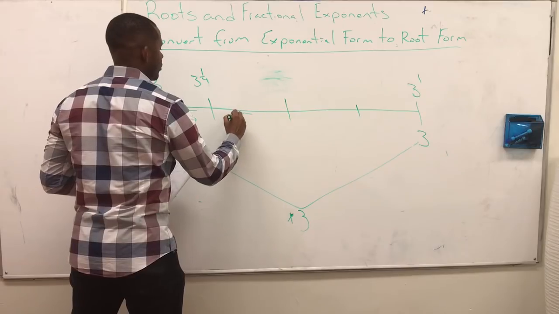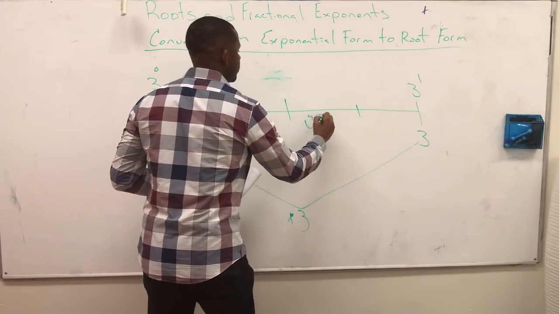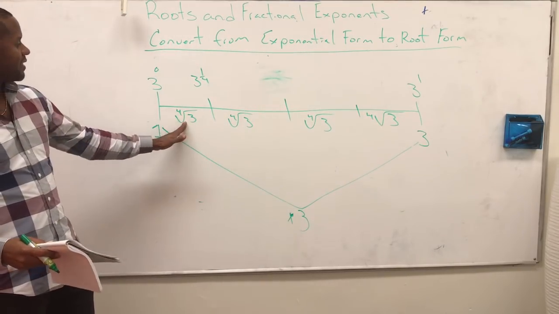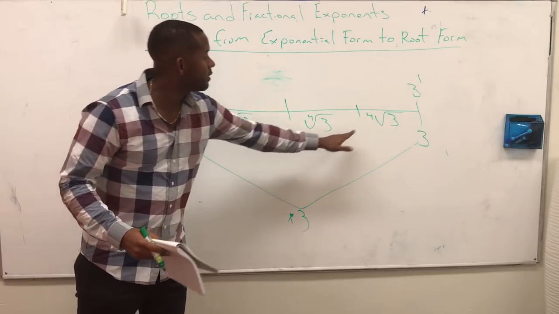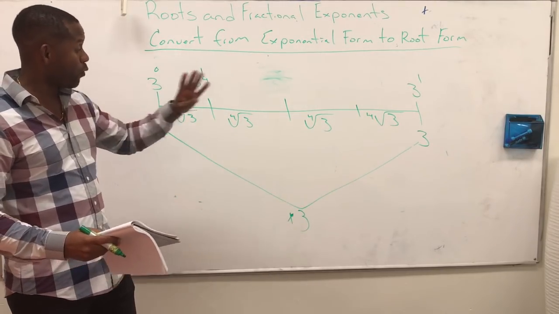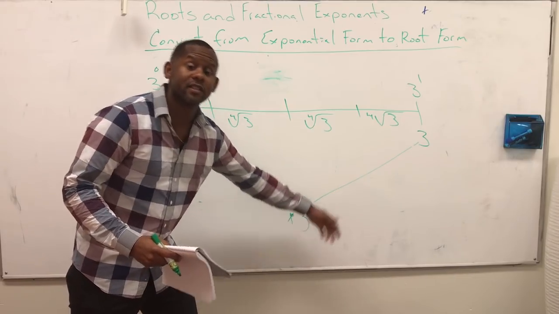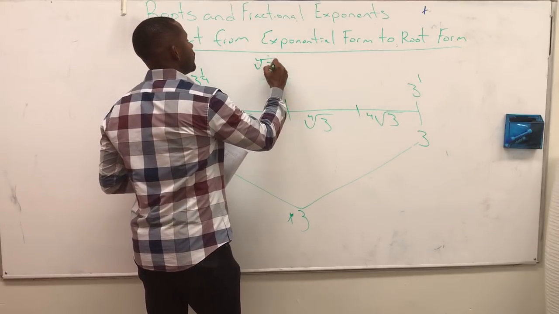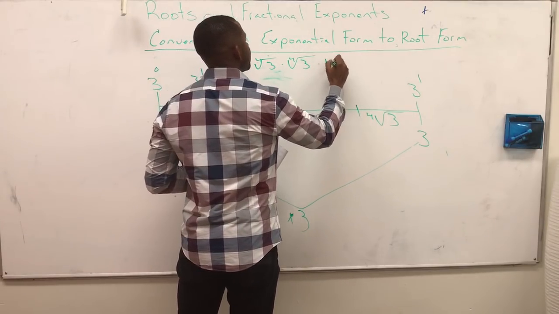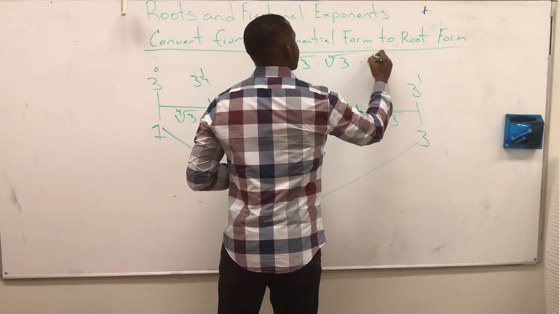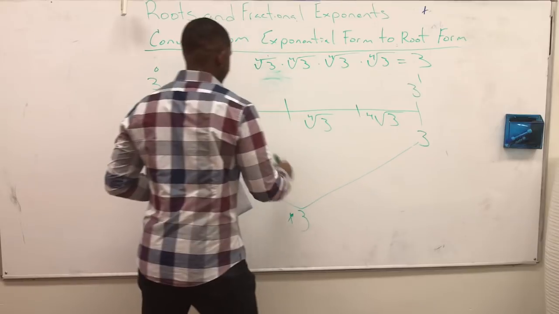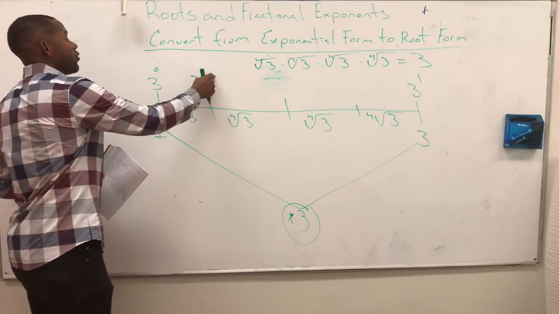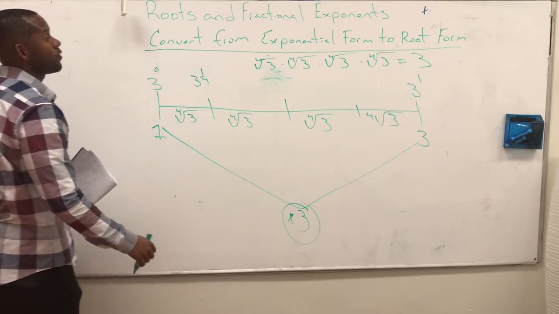I need a 4th root of 3, a 4th root of 3, and a 4th root of 3, because if I take the 4th root of 3 and multiply it by itself 4 times, I ultimately get 3. This is going back to what we just did in the very beginning. 4th root of 3 times the 4th root of 3 times the 4th root of 3 times the 4th root of 3 equals 3. So 3 to the 1/4 is the same as the 4th root of 3.